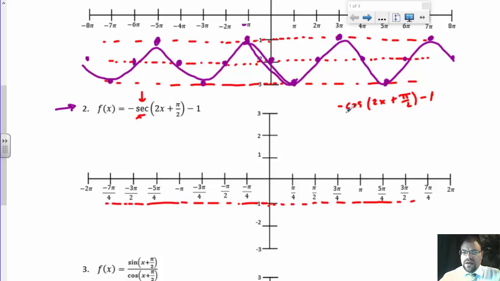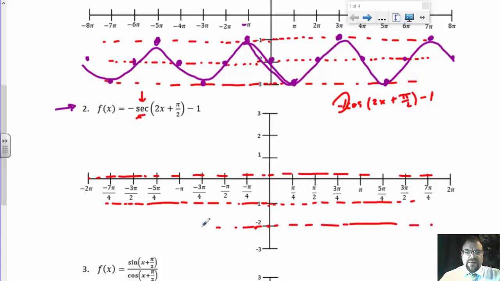Okay, and the cosine here has a -1 in front of it, so it means go up 1 and down 1 from that center. So I'm going to go up 1 from the line I just wrote, and go down 1. So the cosine graph will be in between here and here.